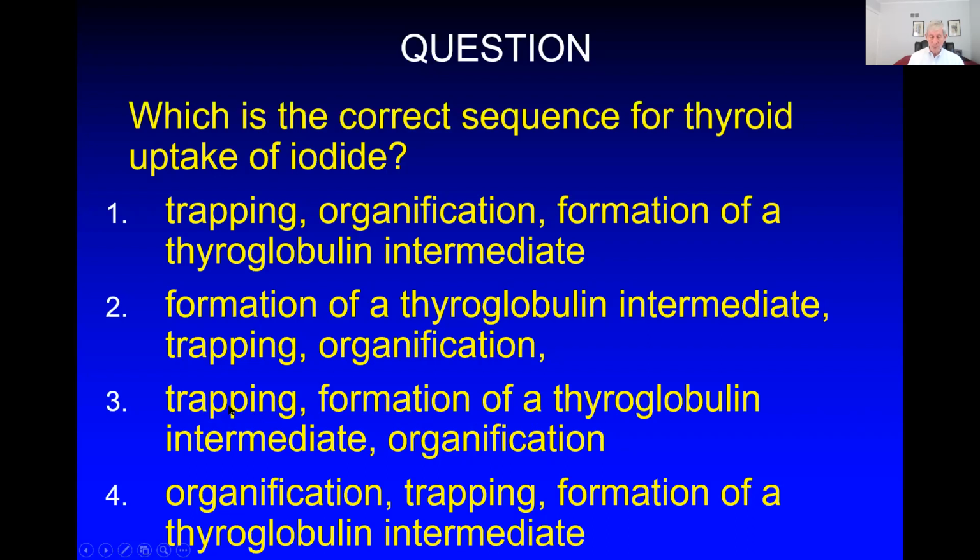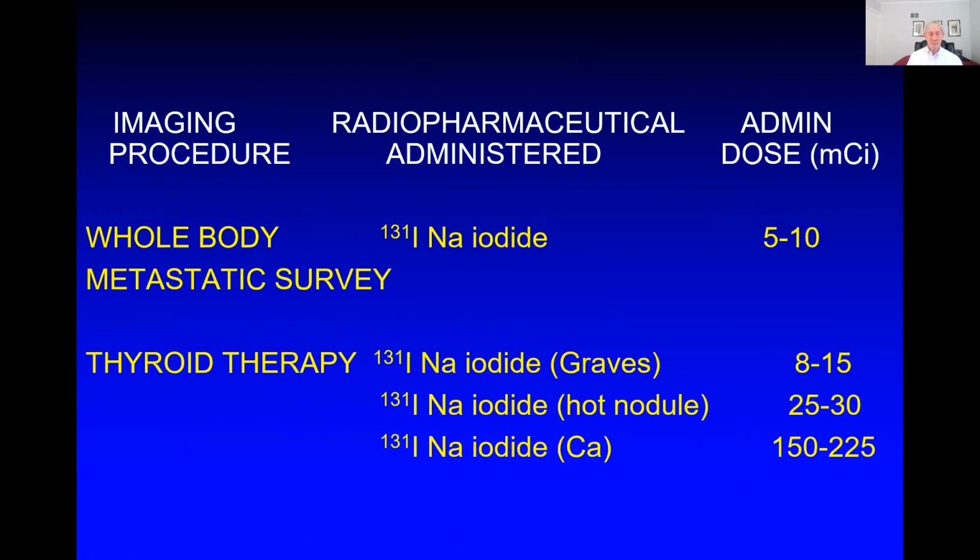Protectinate is also trapped, but it cannot form any kind of intermediate, and it cannot be organified because it's not iodide. And in fact, the only reason it's trapped is that iodide and Protectinate both have a -1 charge, and by coincidence, they happen to have the same ionic radius. And so the thyroid is fooled, thinks it's picking up an iodide, but it's actually picking up a Protectinate.